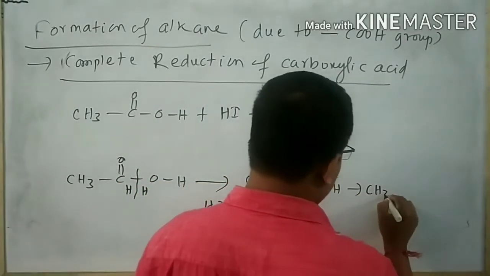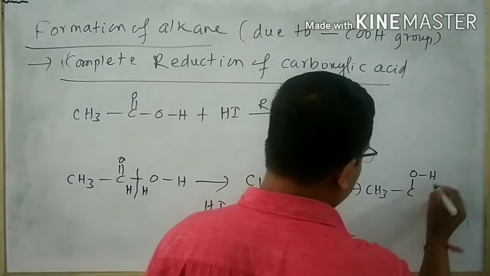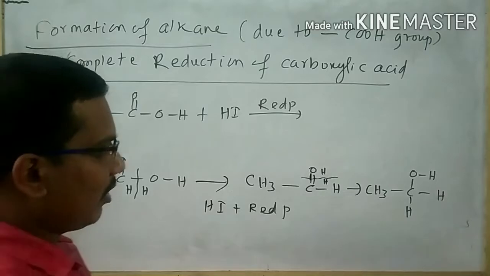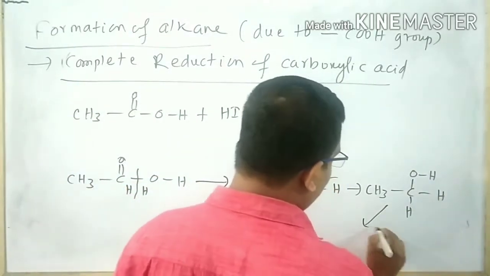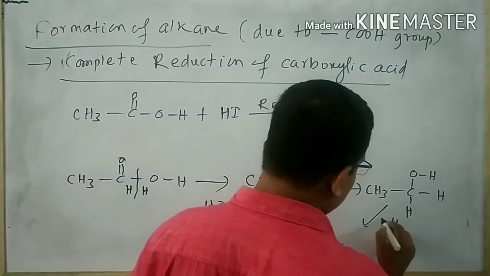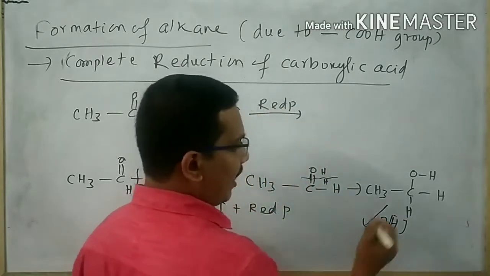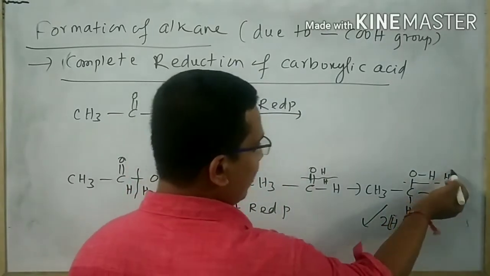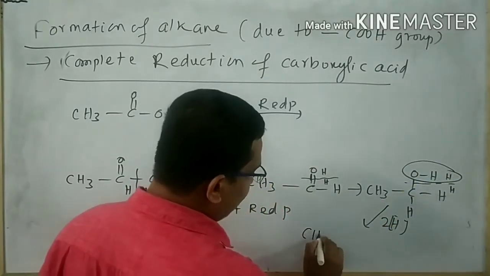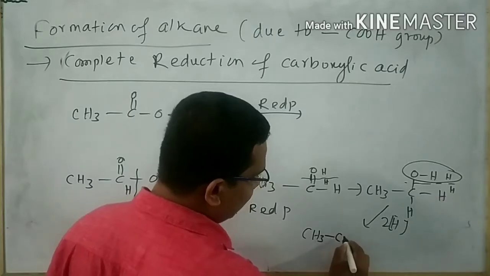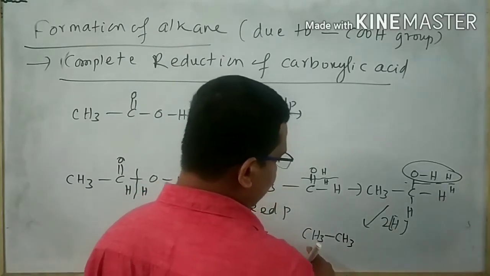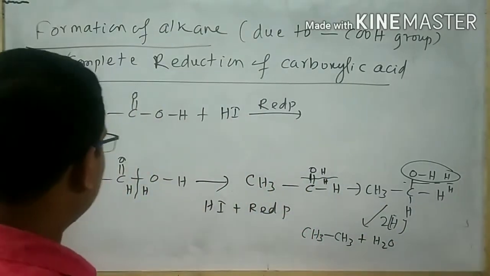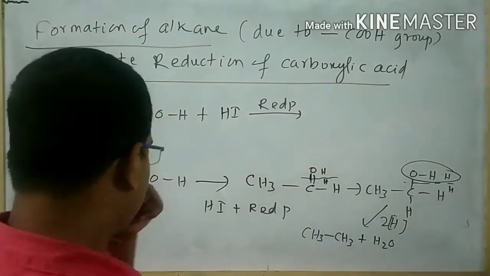Then CH3 bond OH, and next the H bond, alcohol is formed. Again I will give two nascent hydrogen here, break this bond and give two hydrogen. Then a water molecule is formed, and the product is CH3 bond CH3, plus the byproduct water. This is said to be complete reduction.